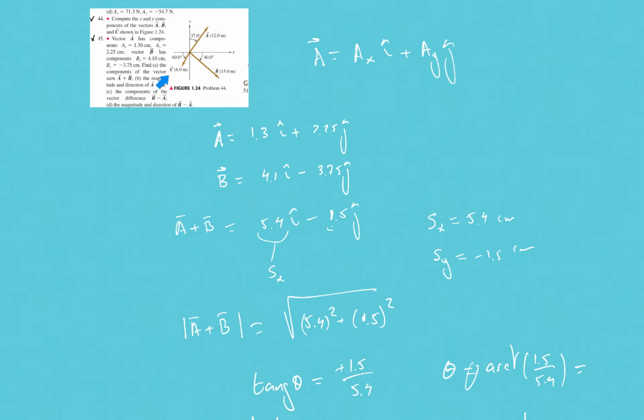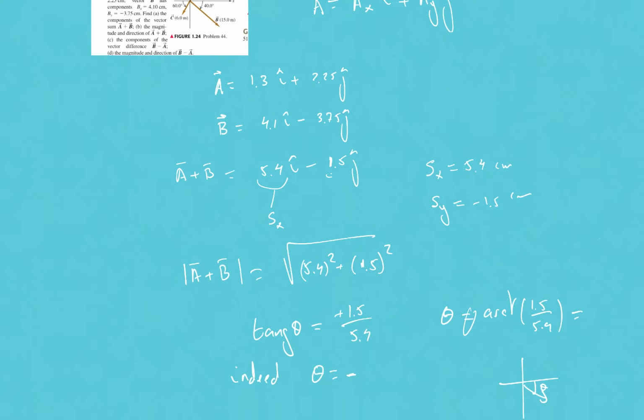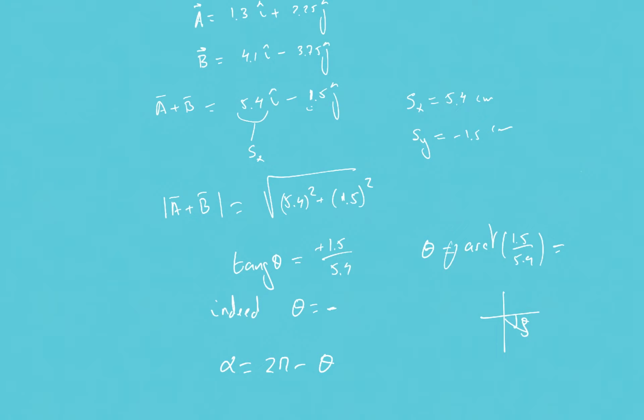Find the components of the vector. So the components of the vector are these, and the magnitude is this one. And for the direction, we need to find the angle that they form. So we have a vector S that is the sum. It has 5.4 in the x direction and minus 1.5 in the y direction. So the vector A plus B, the sum, is this one. I have to be very, very careful.